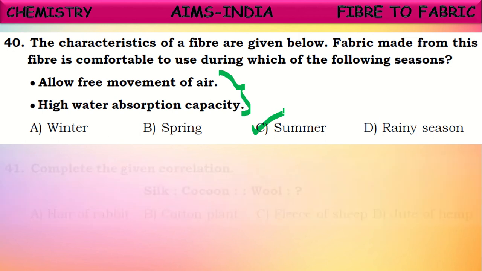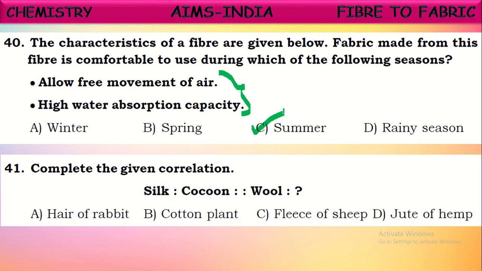Okay, next one. Complete the given correlation. See, they have given here a correlation, and the blank one we have to find out. See, first one, silk is obtained from cocoon, and wool is obtained from where? Silk is obtained from cocoon. Wool is obtained from... Yes, it is from fleece of sheep.